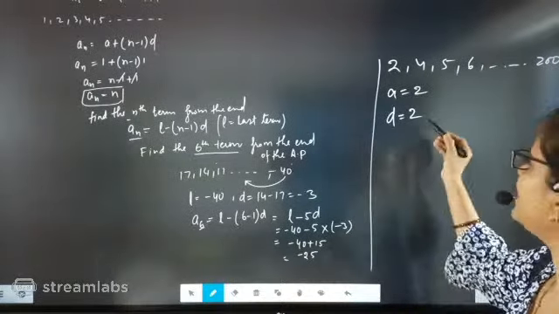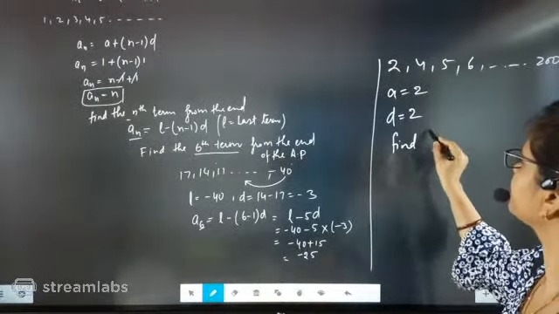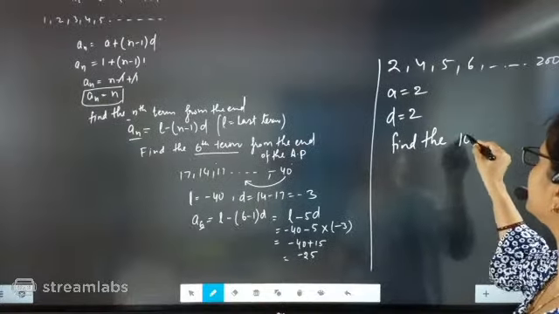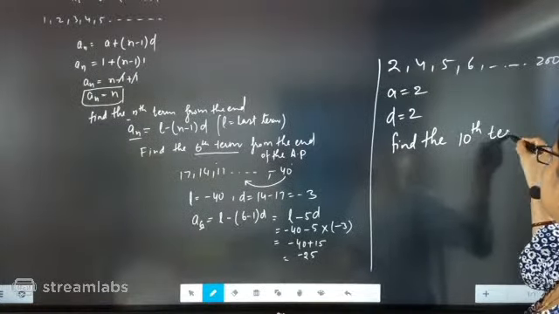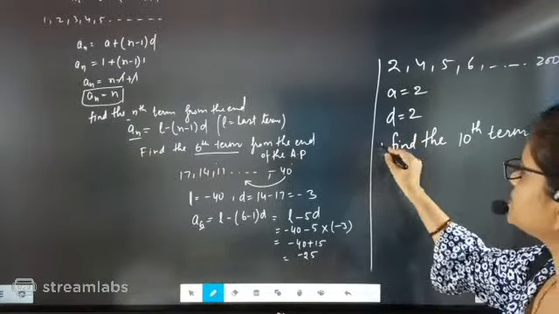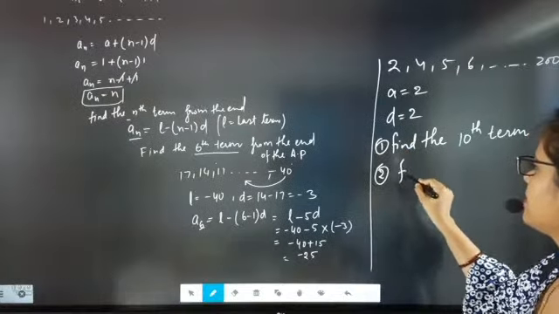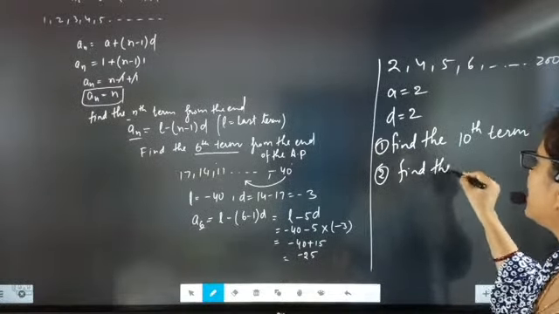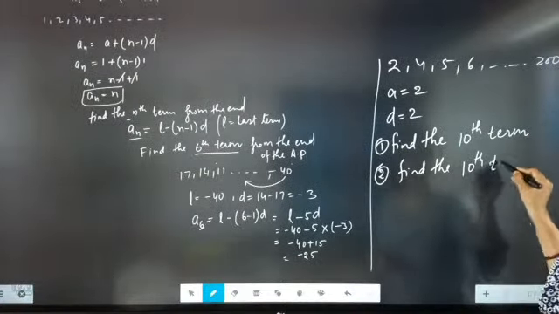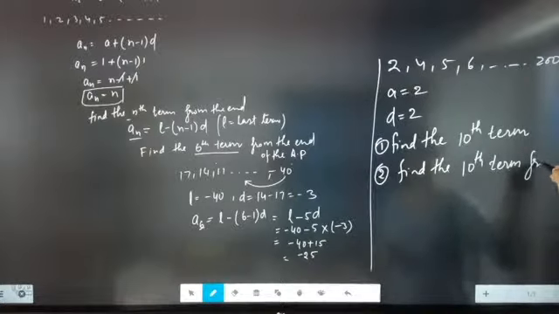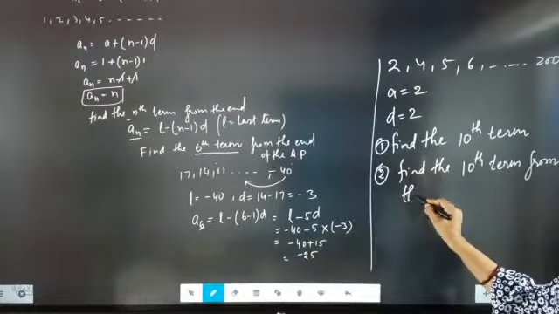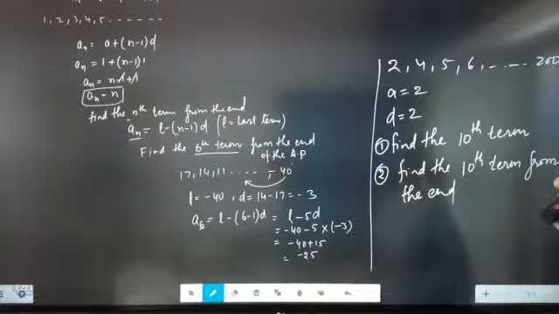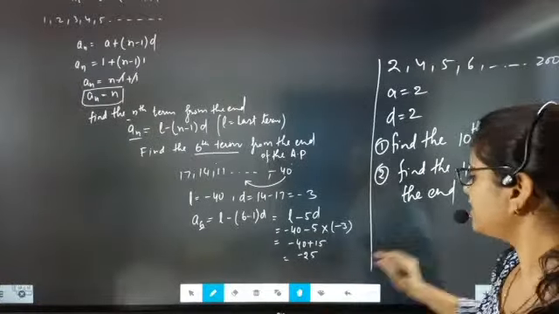Now I told you to find the 10th term. And then the second question is to find the 10th term from the end. There is a big difference in this. There is a big difference.